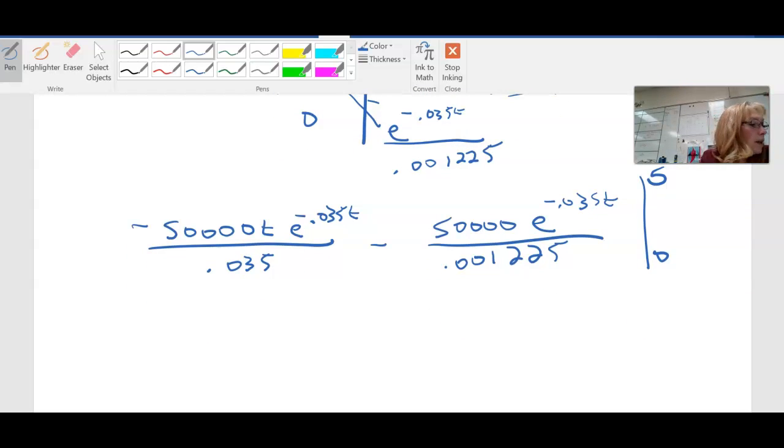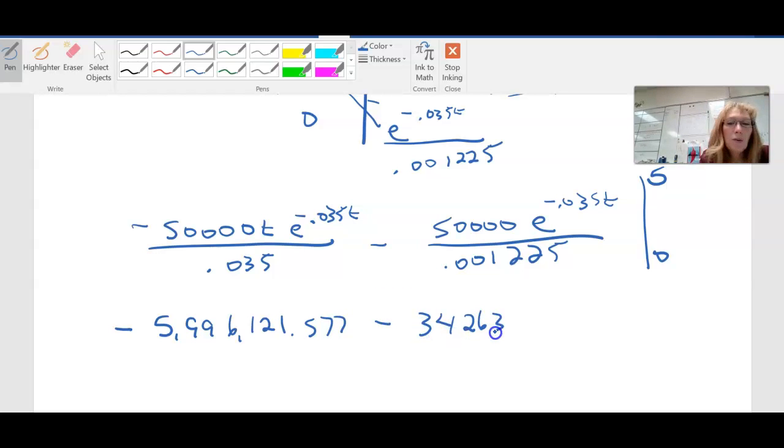Make sure you're using your calculator. This first one, when you plug it in, was a negative. I got 5,996,121.77 minus 3,426,355.87.